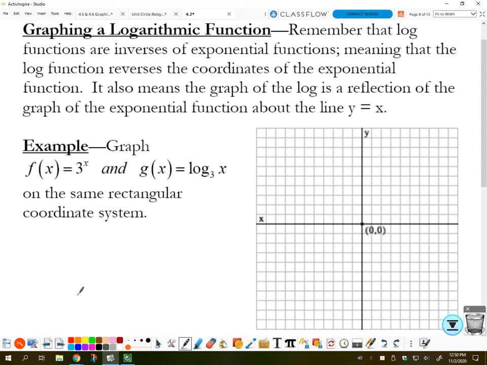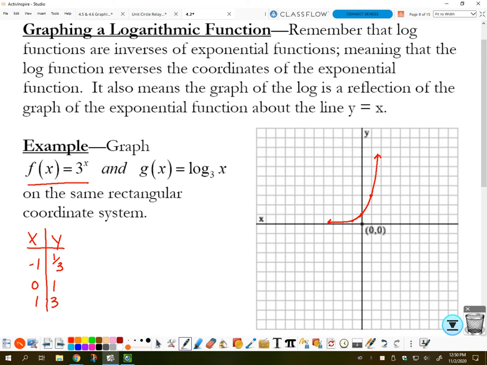So for this one, you're going to make a table like we learned in section 4.1 with negative 1, 0, and 1. Plug in negative 1, you get 1/3. Plug in 0, you get 1. Plug in 1, you get 3. And when I say plug those values in, I'm saying put them in the place of the exponent. So 3 to the negative 1 is 1/3, 3 to the 0 is 1, 3 to the first is 3. Alright, so if we plot those points, we get this graph right here.